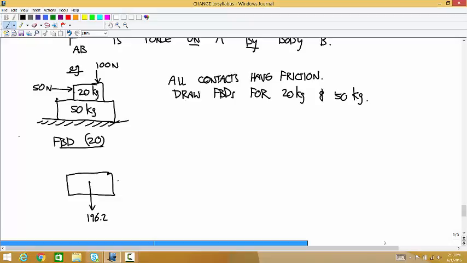And now we're going to go around the boundary looking for contact. There's contact at the top, contact at the side, then there's contact at the bottom. That contact has friction, and the way you represent contact with friction is as a fully unknown force vector.